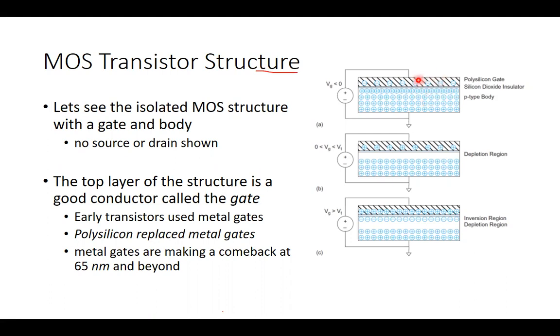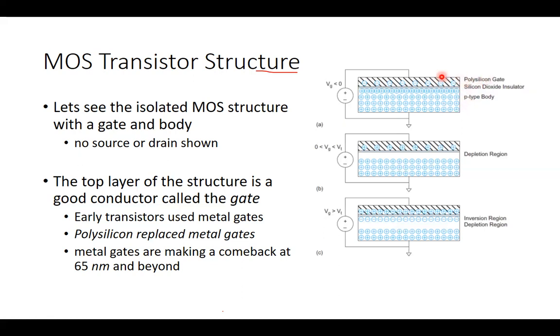The top layer is called the gate of the device. The bottom layer is called the body of the device, or the MOS transistor. You see the top layer is indicated by the polysilicon gate. The bottom layer is indicated by the P-type semiconductor, which acts as the body. And in the middle, you have this very thin rectangular layer, which forms the oxide, silicon dioxide, and acts as an insulator between the gate and the body of the transistor.